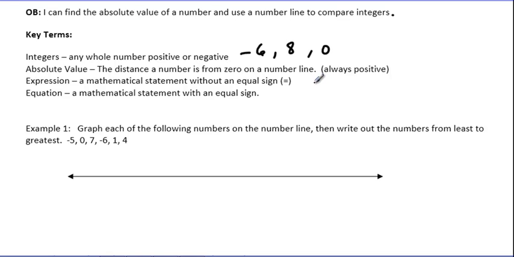Absolute value, that's the distance a number is from 0 on a number line. Notice over here that this is always going to be positive. And then the big one, the thing that sometimes people confuse, and we battle with throughout the year, is an expression is a mathematical statement without an equal sign. Whereas an equation is a mathematical statement with an equal sign. Alright, moving on to our examples.